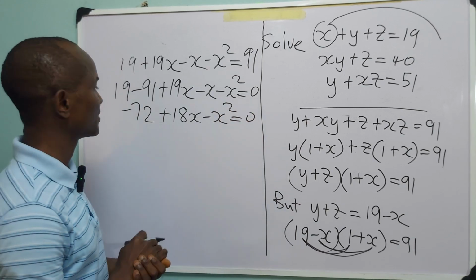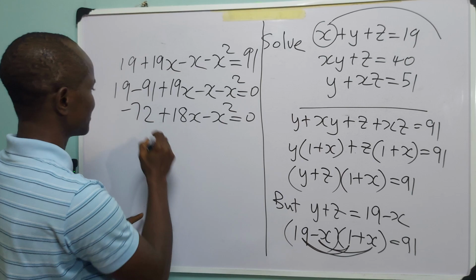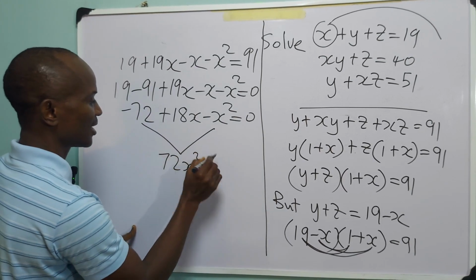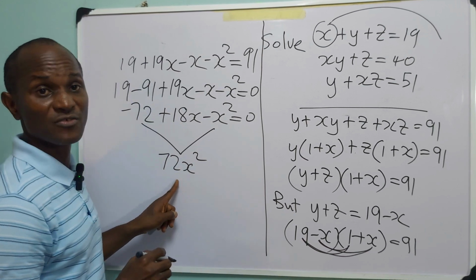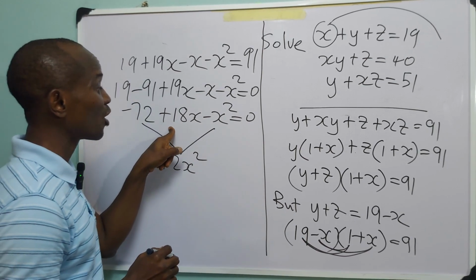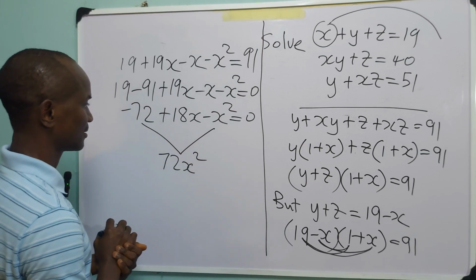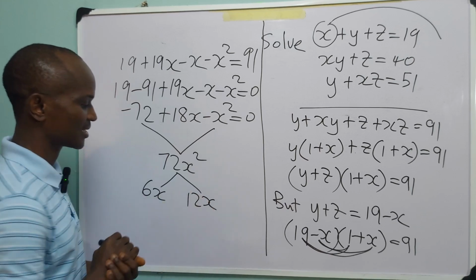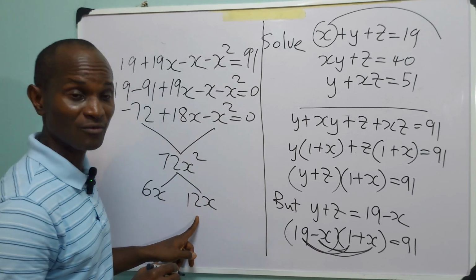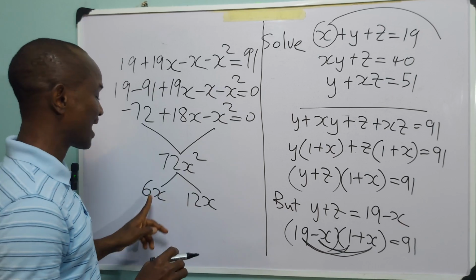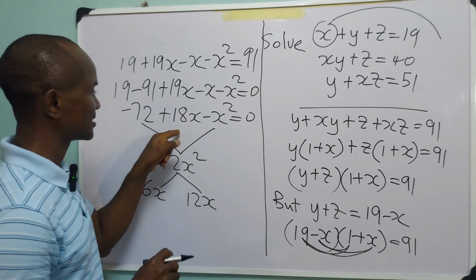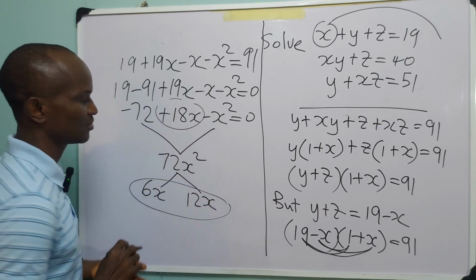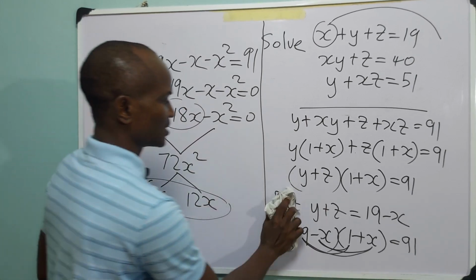Now we have a quadratic equation. Let us try to factorize this equation. This multiplied by that is 72x squared. So let us look for factors of 72x squared that will sum up to 18x. We have 6x here and we have 12x, exactly, because 6x multiplied by 12x is equal to 72x squared, and 6x plus 12x is equal to 18x. So what we do is to substitute for this with these two quantities.